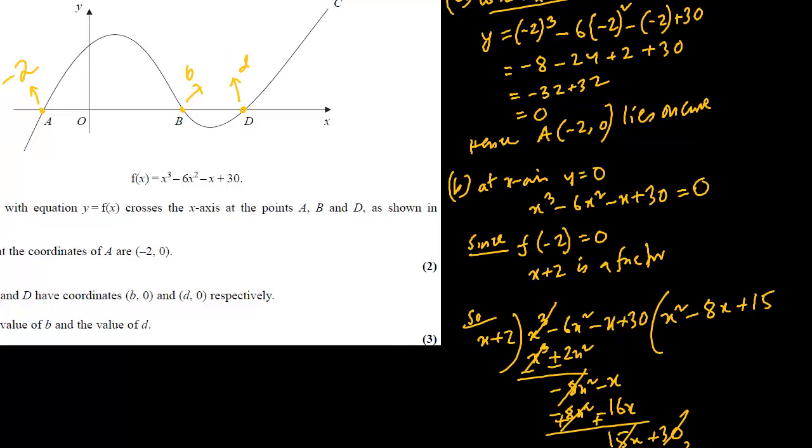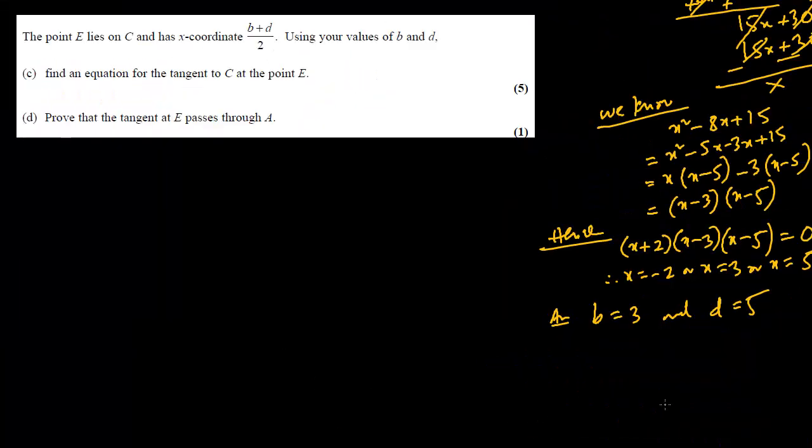Now the next question is that the point E lies on the curve. The C here is the name of the curve. Both the point and the name of the curve use capital letters to denote them. The point E is ((b + d)/2, ...). So we can find the x coordinate of E. At E, the x coordinate equals (b + d)/2. B is 3, D is 5, divided by 2. So 8 by 2 is 4.